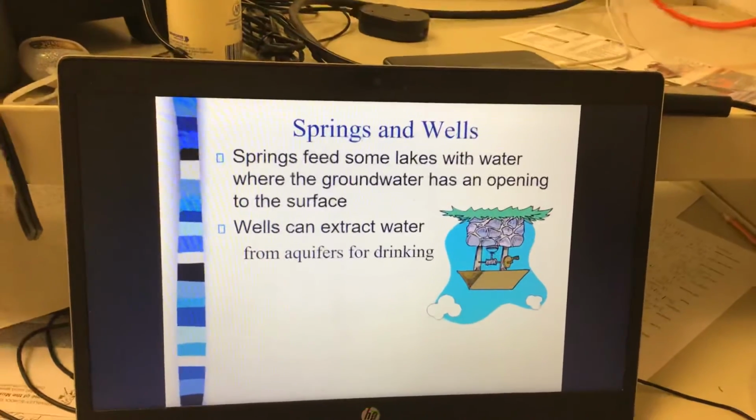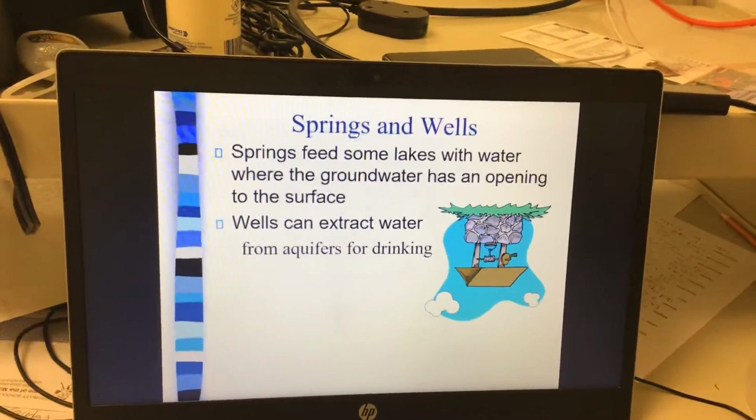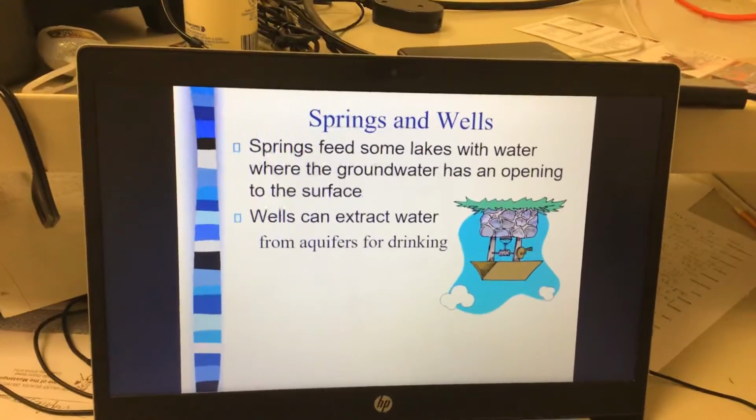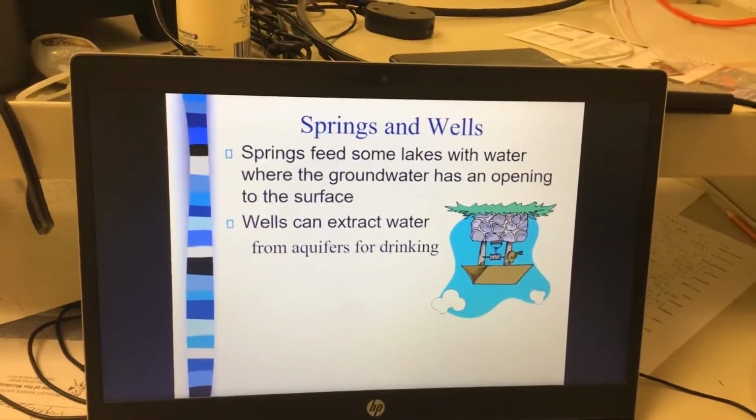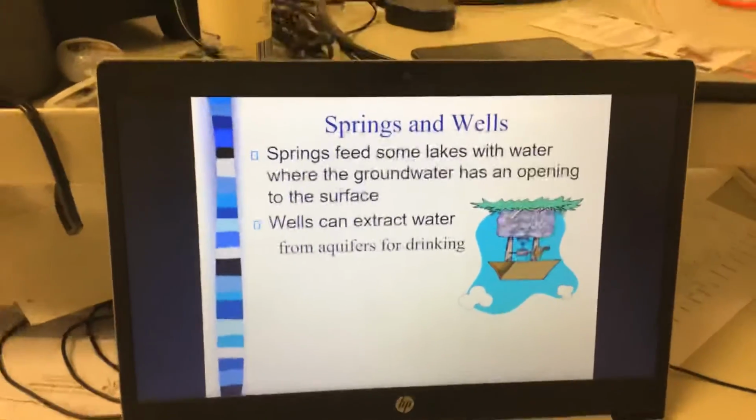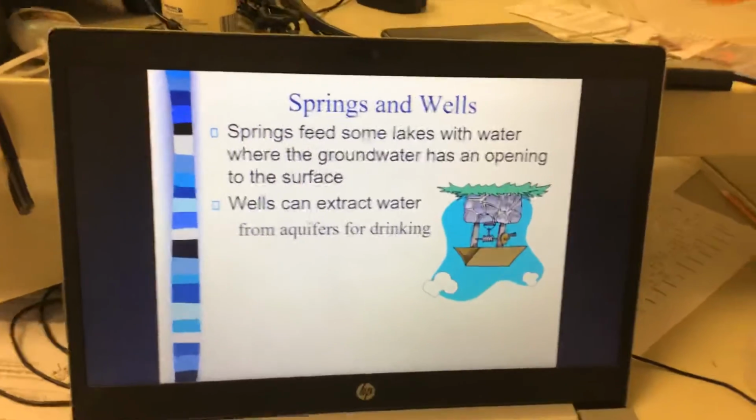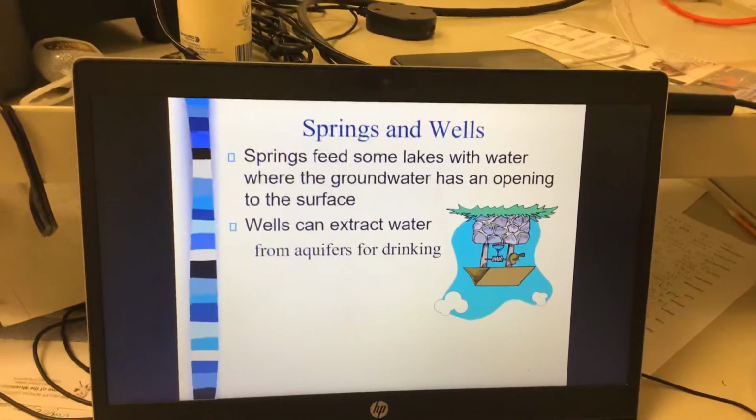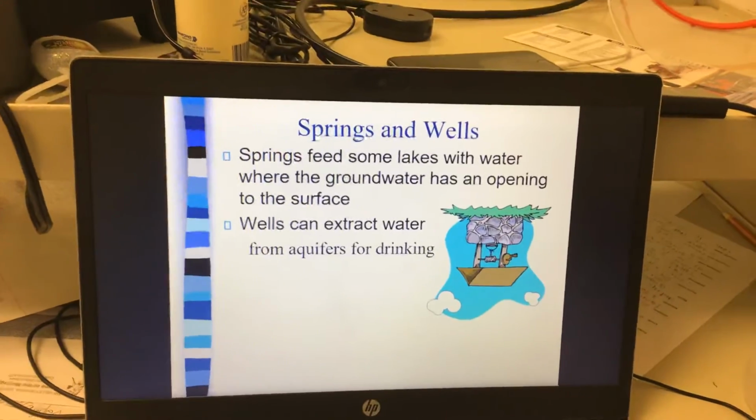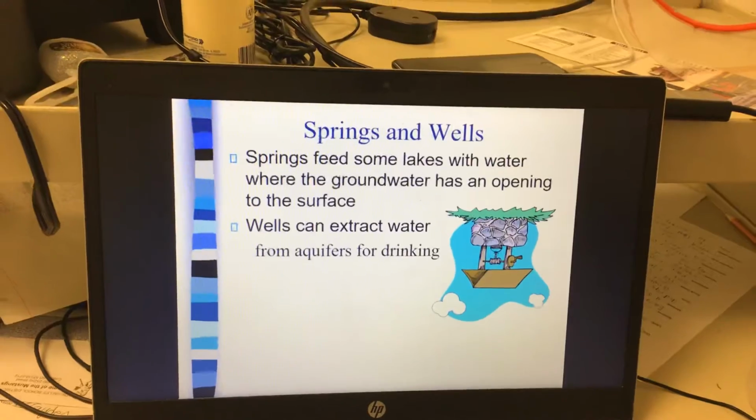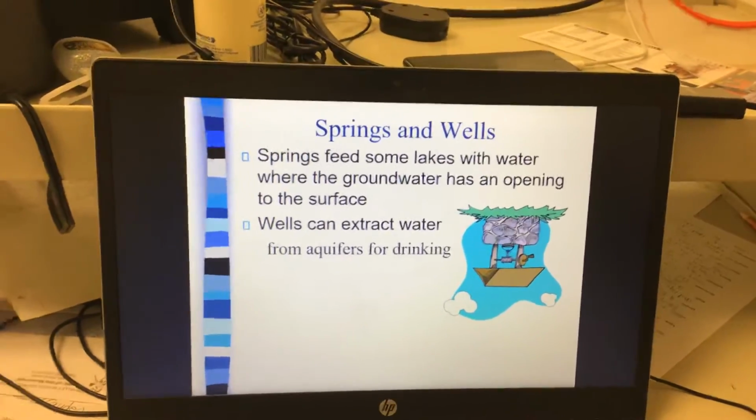But go ahead and write down springs feed some lakes with water where the groundwater has an opening to the surface. Wells can extract water from aquifers for drinking. I'm not sure, but I believe Brant Lake is fed by a spring, which basically means the groundwater is close to the surface and it started bubbling up and helps fill in the lake.